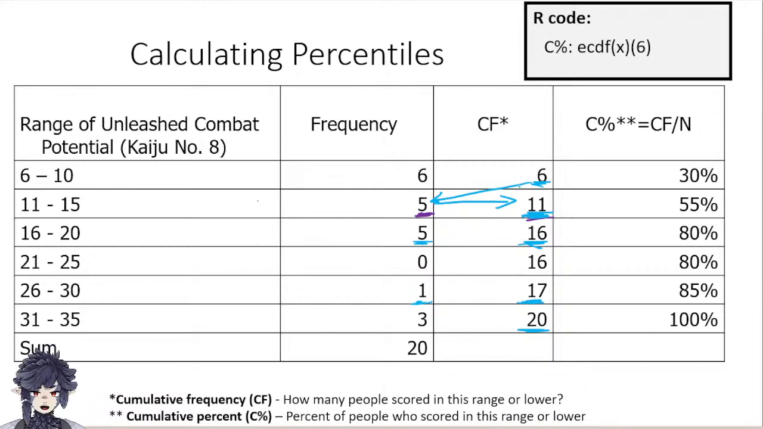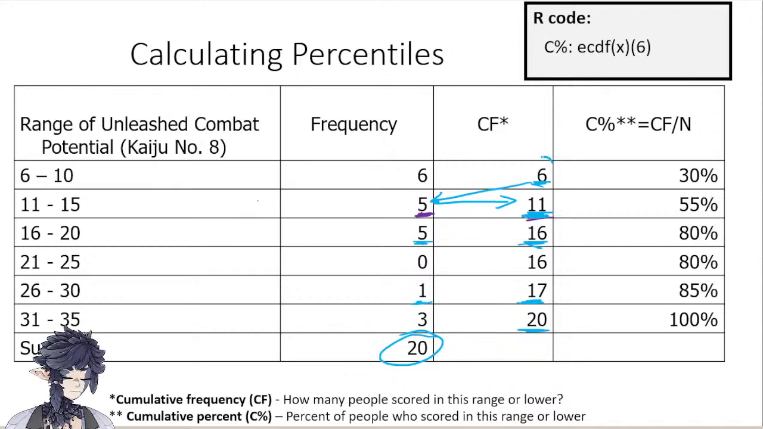That's a cumulative frequency. How many people are in this range or lower? And it should add up to the total number of people you've got, because eventually you've accounted for every single person in your sample. You can use the cumulative frequency to calculate the cumulative percent, which is the percentile.